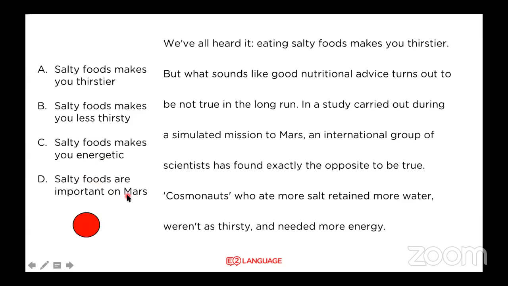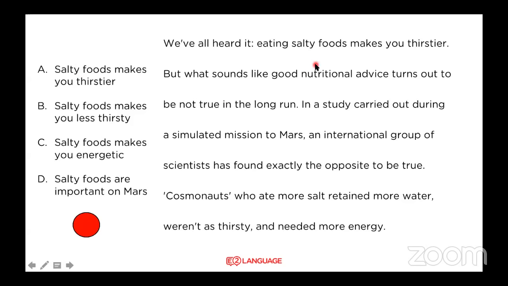Salty foods are important on Mars. Well, let's have a look. We've all heard it. Eating salty foods makes you thirstier. But what sounds like good nutritional advice turns out to be not true. So it's not A.